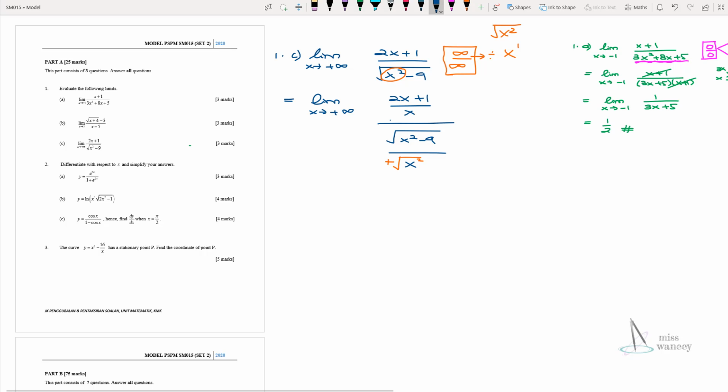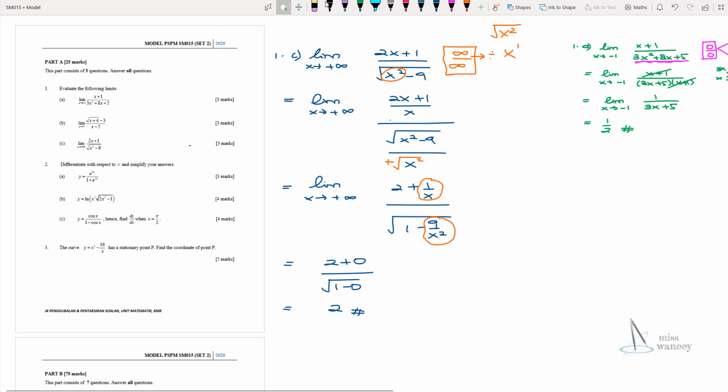Okay, so what happens now is that this becomes the limit as x approaches positive infinity of 2 plus 1 over x, over the square root of x square over x square, which is 1, minus 9 over x square. And then, using the property that 1 over infinity is equal to 0, and 9 over infinity is also equal to 0, we end up with 2 plus 0 over the square root of 1 minus 0, which is simply equal to 2. Okay, so done with this part.